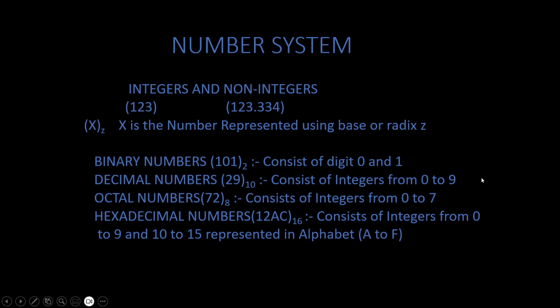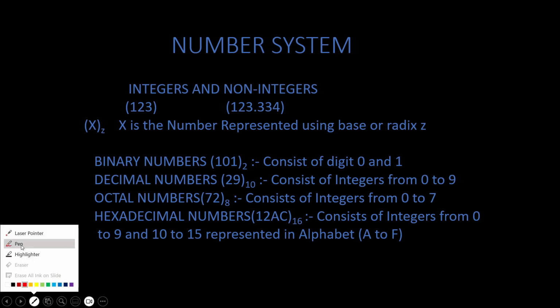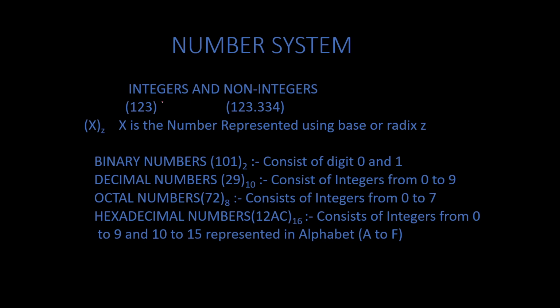In decimal, we use 0 to 9, in octal there is 0 to 7, and in hexadecimal we use 0 to 9 and 10 to 15. But we use the letters A to F to represent 10 to 15. If we wrote 10, 15, it would create confusion whether it's 10 and 15 or 1, 0, 1, 5. We are going to purely discuss only whole numbers, integers, in this video.